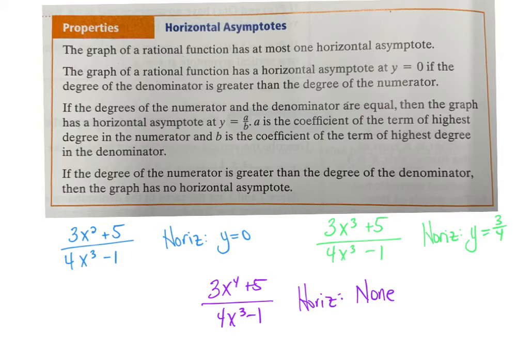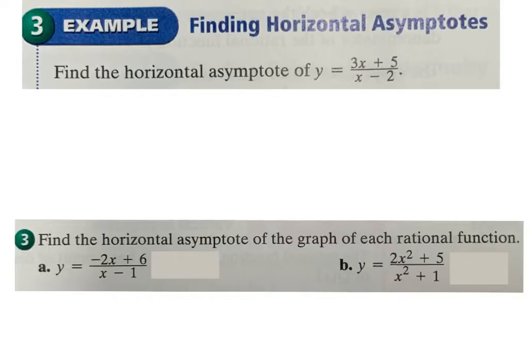All right? So let's look at an example here for horizontal. Find the horizontal asymptote. What is the degree of the numerator? One. What's the degree of the denominator? 1. So I'm going to use my leading coefficients, 3 over, what's my coefficient of the denominator there? 1. So it has a horizontal asymptote then at y equals 3. Check your work. Horizontal is the easiest one we do, right?